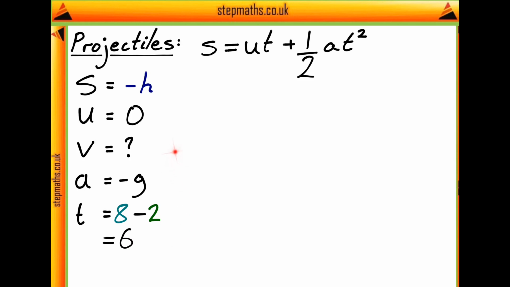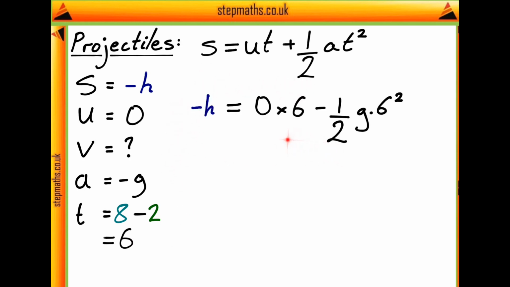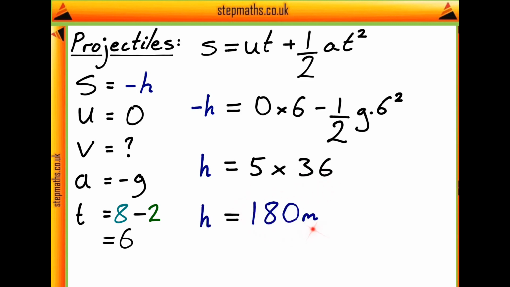Now substituting all of these into the equation which we've got at the top here, then we get this equation, which we can simplify by using g equals 10 to get that h, the height, is equal to 5 times 36, which is just going to be equal to 180 meters. Now this height is going to correspond with answer B given in the question.